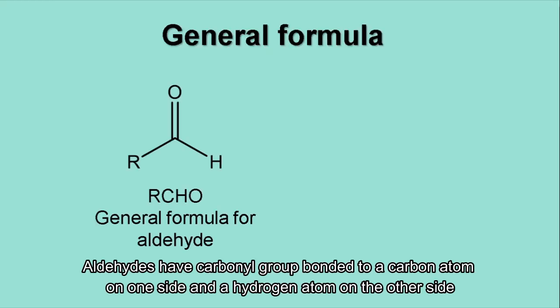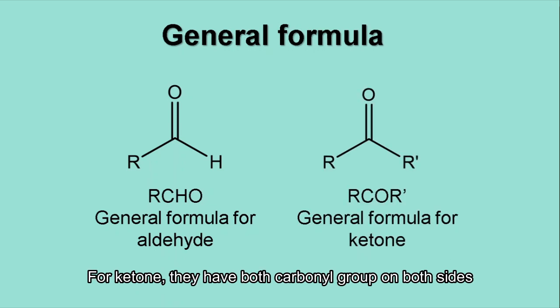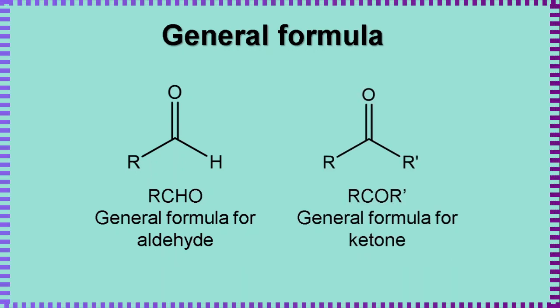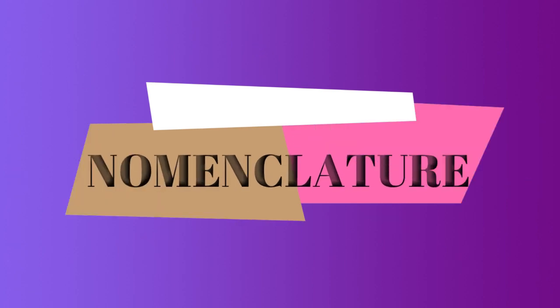Aldehyde have a carbonyl group bonded to a carbon atom on one side and a hydrogen atom on the other side. For ketone, they have a carbonyl group bonded to a carbon atom on both sides. Next, we're going to learn how to name aldehyde and ketone.